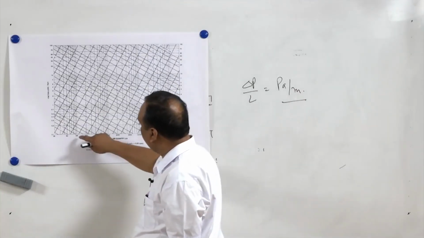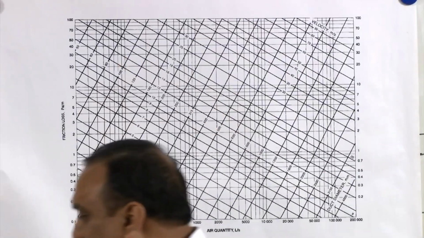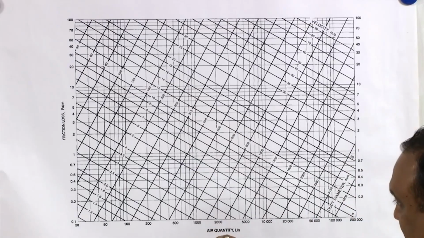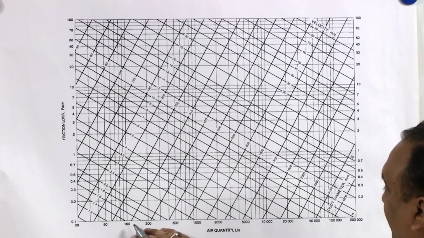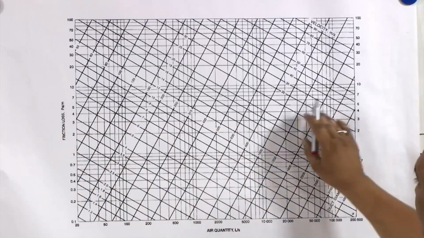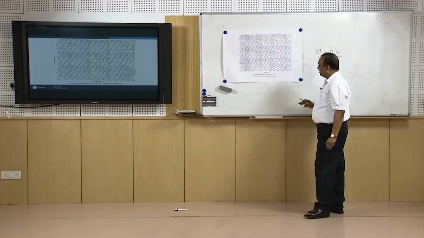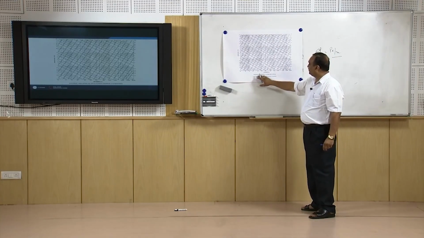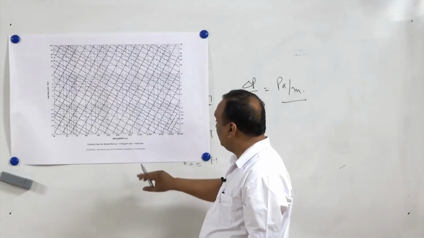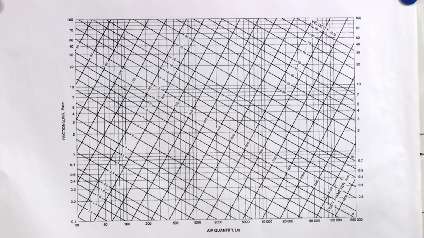However, the vertical lines in this chart are for air quantity, constant air quantity. Horizontal lines are the pressure, constant pressure drop. This chart is the friction chart for round ducts. The density of air is assumed to be 1.2 kg per meter cube, and roughness of duct surface, GI duct surface, is 0.09 millimeter. This chart is taken from the ASHRAE Handbook of Fundamentals 2013.